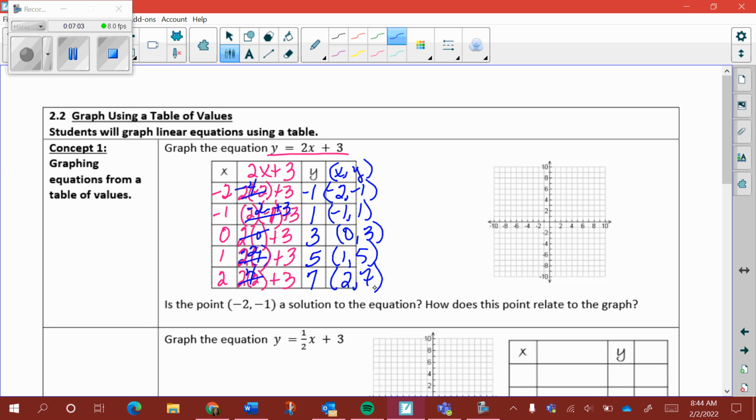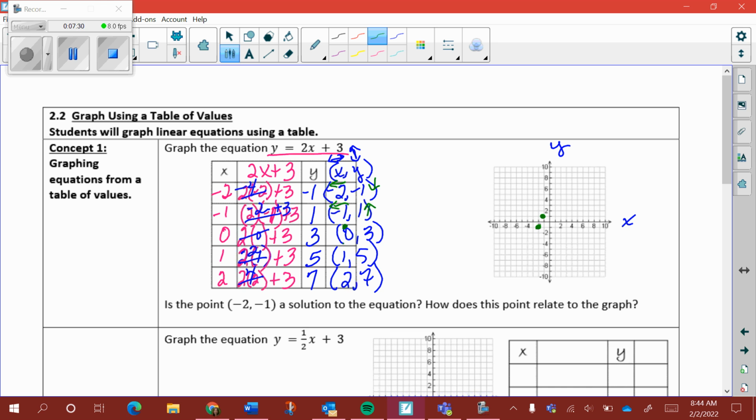So I'm going to plot my dots. This is my x-axis, this is my y-axis. It means over, right or left, and up or down. So if you recall, negative 2, negative 1 means left 2 and down 1. And negative 1, 1 means left 1, up 1.